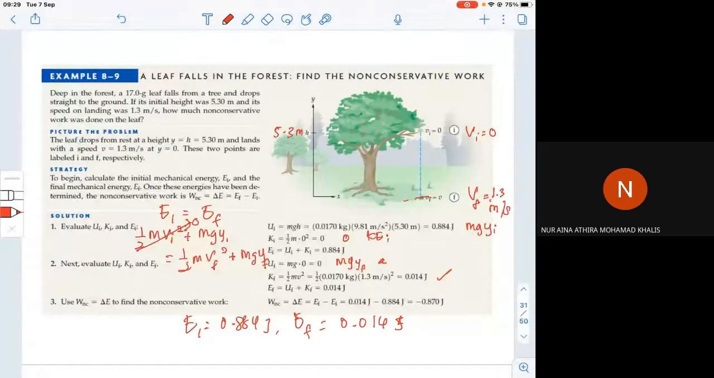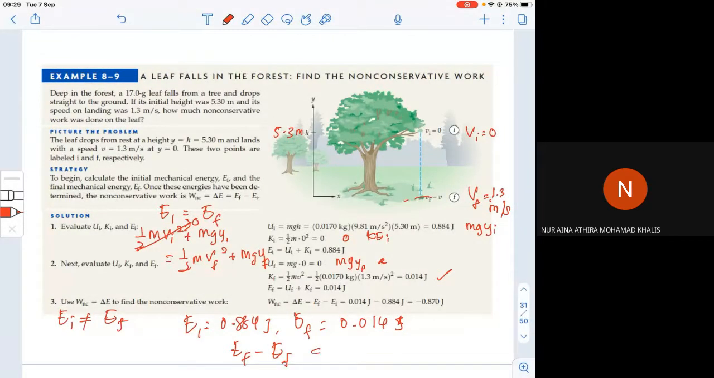So we calculate them separately, because we should know that with non-conservative work, E initial is not equal to E final. So we calculate the total energy initial and the total energy final separately, and then we subtract them, because it is E final minus E initial.